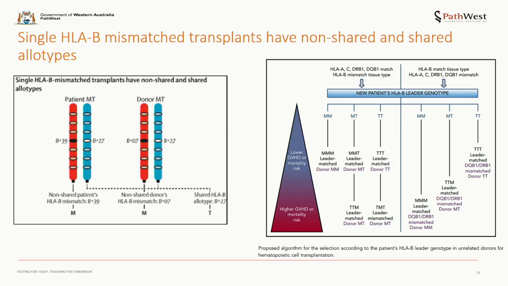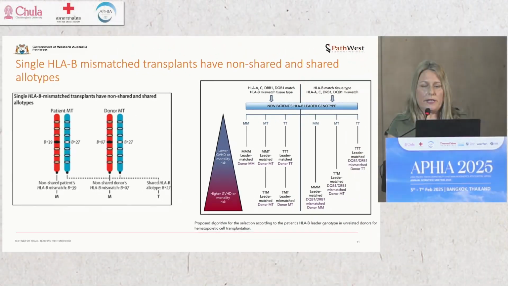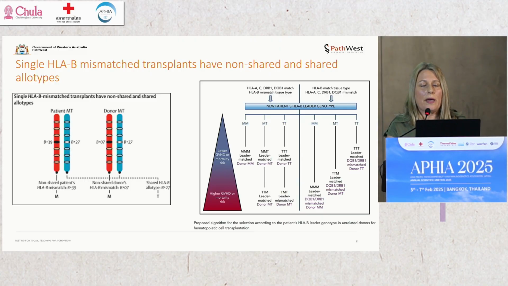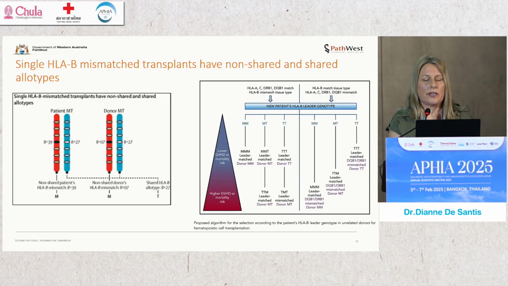So in single HLA-B mismatch transplantation, the mismatched HLA-B allotypes are considered as non-shared, and the matched HLA-B allotype is considered shared. In this example, the non-shared allotype is matched. Both the donor and recipient non-shared allotype has the methionine, while the shared allotype has a threonine. This represents an MMT transplant. And the leader genotype of both haplotypes contributes to GVHD, and depending on the B matching and the genotype in the patient, each leader genotype has an associated level of risk.